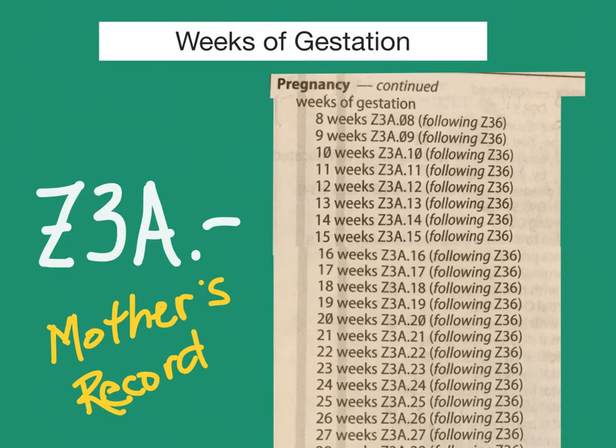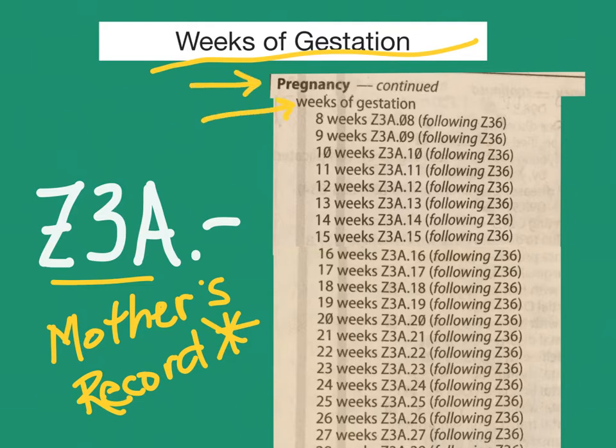Now let's take a look at weeks of gestation codes, or Z3A codes. These should be documented only again in the maternal record, the mother's record, to provide additional information about the pregnancy. This code may be found by beginning with the main term of pregnancy, subterm weeks of gestation, and after that it gets pretty simple. Each week has its own separate code. So take a few minutes and scroll through this week. It's pretty simple, and realize that we often need to pull in this code on our maternal records.